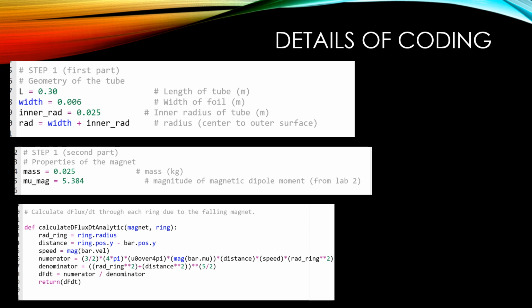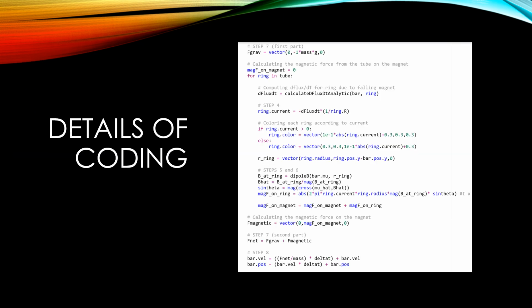So here are my details of the coding. First, setting the constants to what they were, as well as from a previous lab, the mass and the mu, and then here's a function calculating the flux, and then continuing on with the further steps of setting it equal to the force of gravity, and then solving by setting F net equal to F grav and F magnetic.